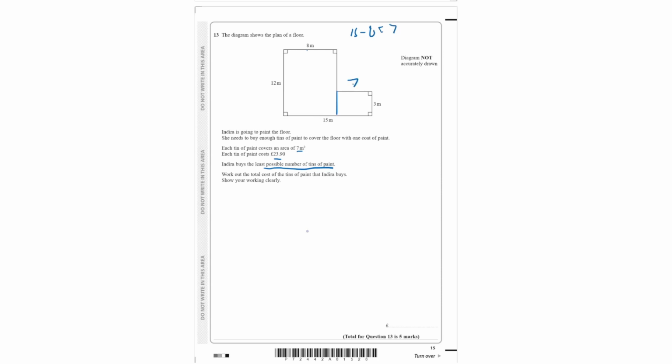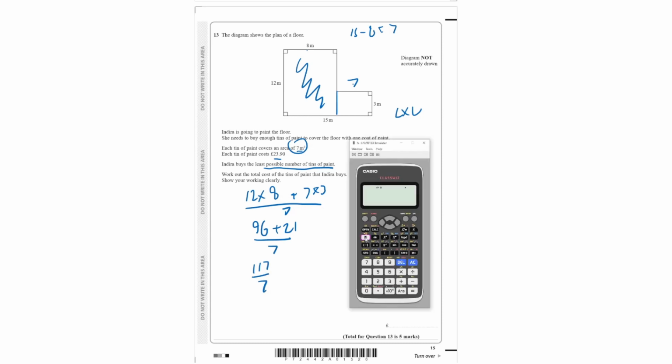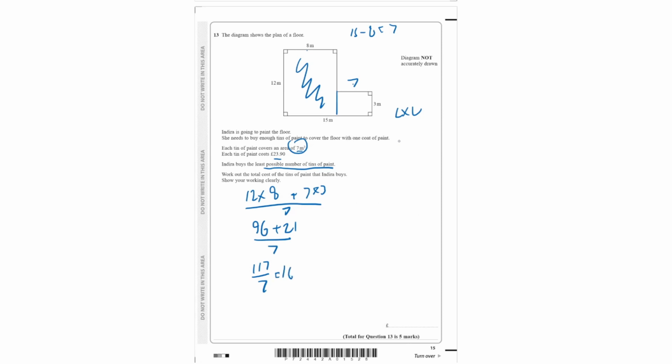And we can see here. Now, to find the area of a rectangle is simply length times width. So for this area, it's simply 12 times 8 plus 7 times 3, which is then divided by 7, since 1 tin of paint covers an area of 7 meters squared. Now, I can see here 12 times 8 is 96, plus 7 times 3 is 21, divided by 7. 96 plus 21 is 117 divided by 7. I can then use our calculator here. We have 117 divided by 7, which is 16.7.